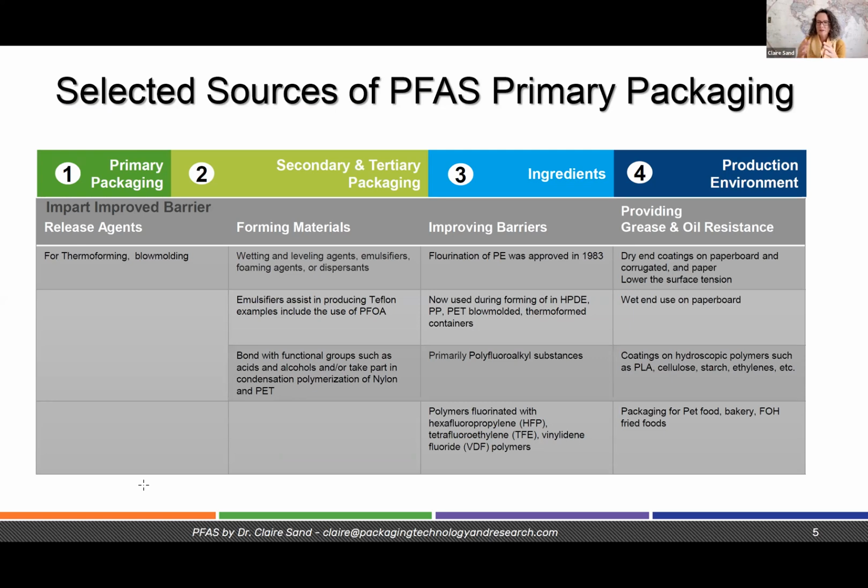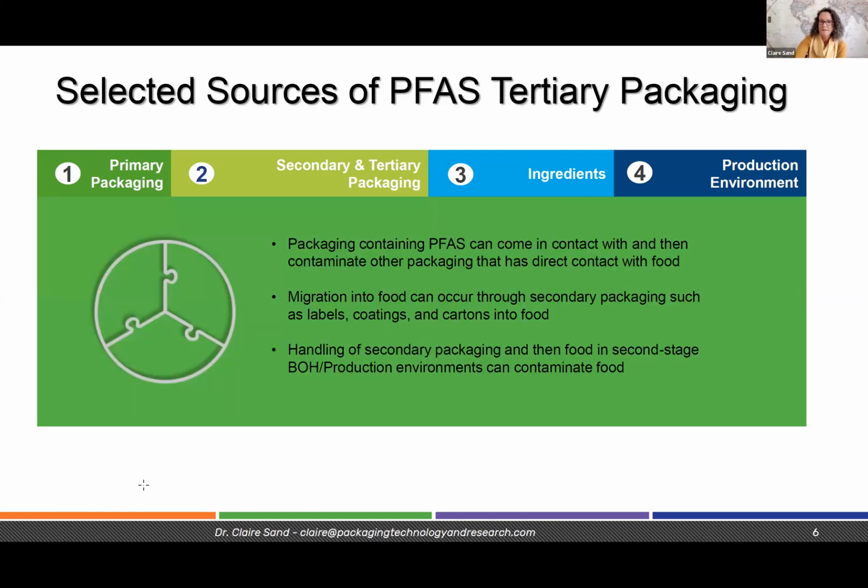Consumer-facing packaging, French fry containers, things like that. So we use PFAS as a grease and oil resistant coating, and then we also use PFAS to improve barrier properties of something like high-density polyethylene. We can almost match the barrier properties of PET. Amazing, with fluorination. And then we also see PFAS within condensation polymers like nylon and PET.